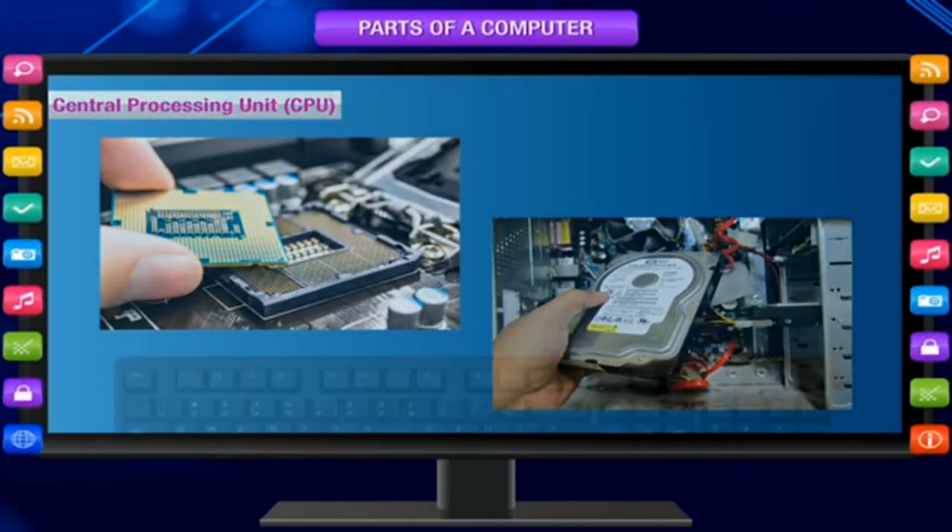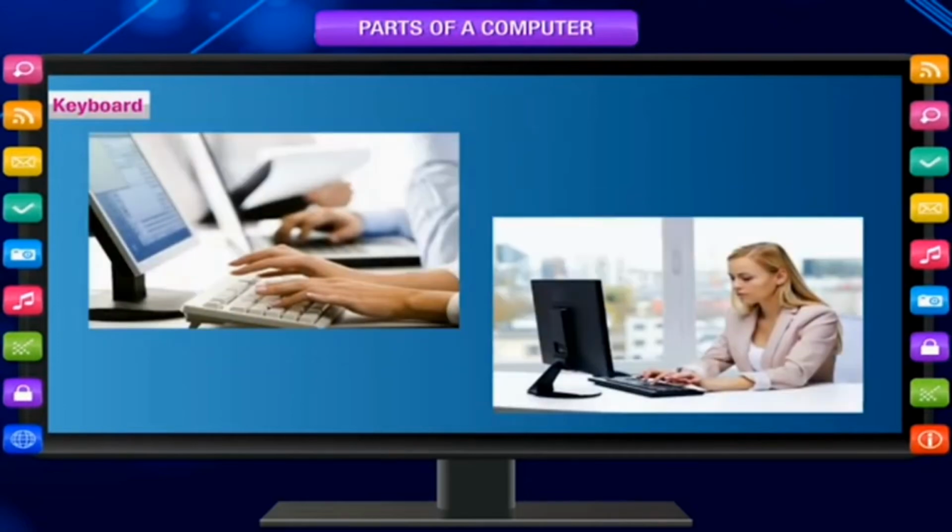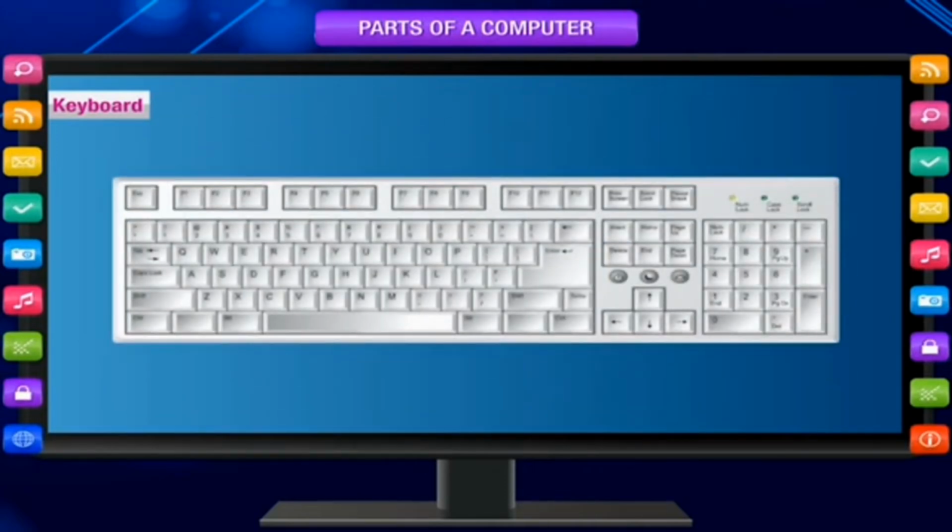Okay, now move to the next topic, that is keyboard. A keyboard is an input device. It looks like a typewriter. It allows you to talk to the computer. It is used to enter information into the computer. It has many buttons on it, called keys. There are mostly 104 keys on the standard keyboard. How many keys? 104.